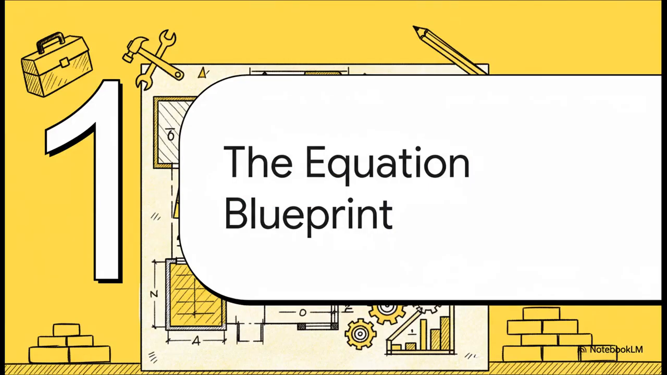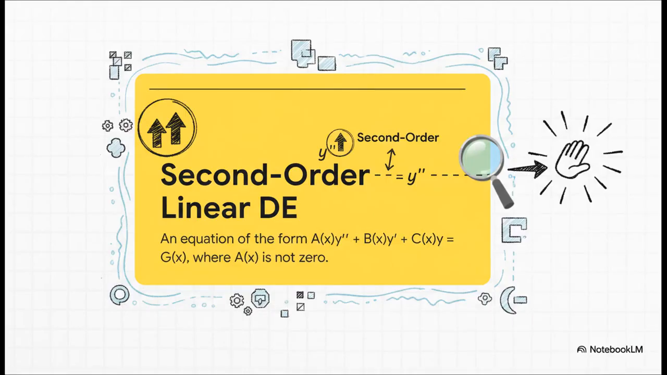Okay, so every great toolkit needs a solid foundation, right? So our first step is to really understand the fundamental blueprint for every single equation we're going to tackle. Think of this as the master plan that everything else is built on. And here it is. Now, I know at first glance it might look a little intimidating, but let's just break it down. The second order part, that just comes from the y double prime, the second derivative. Linear, that's just a way of saying that our variable y and its derivatives aren't being squared or multiplied together. The a, b, and c are our coefficients, and that g of x all the way on the right, that's our forcing function. We'll get to that in just a moment.